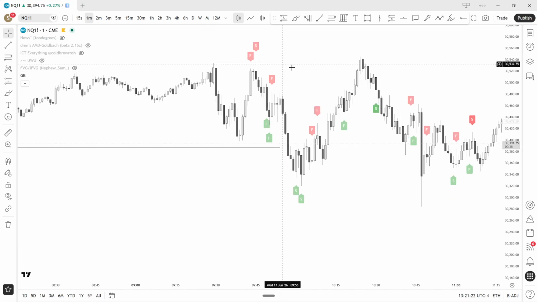We'll just do this one. What else do we have in valid play? We had this fair value gap continuation short here. We could have taken it to the lows.